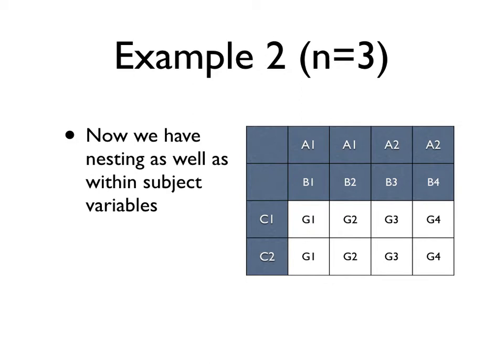We have to say it's B within A. Right? Because different levels of B are within each level of A. You see B1 and B2 are within A1, and B3, B4 are within A2. You see that? So different levels of B are within different levels of A. So we have nesting of subjects, of course, but we also have nesting of variables.